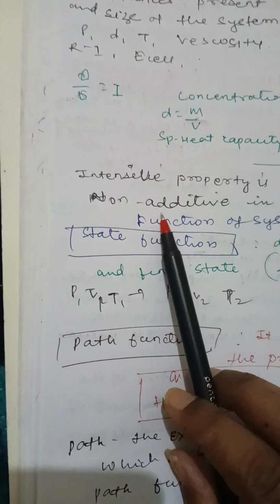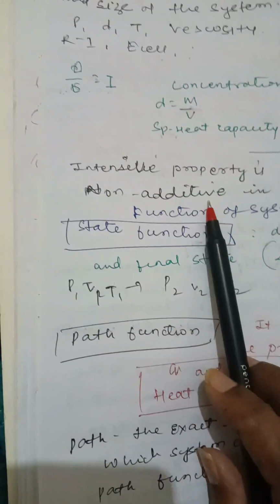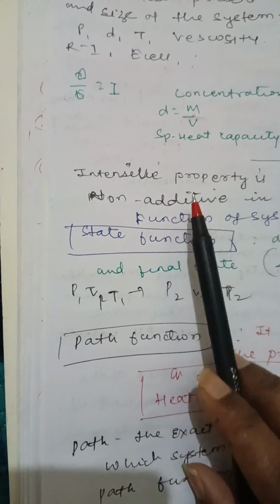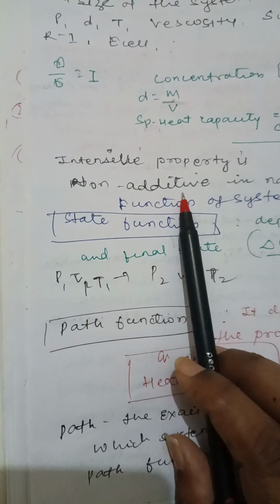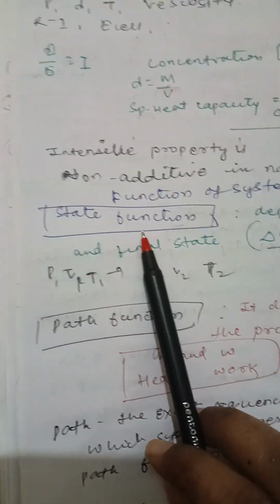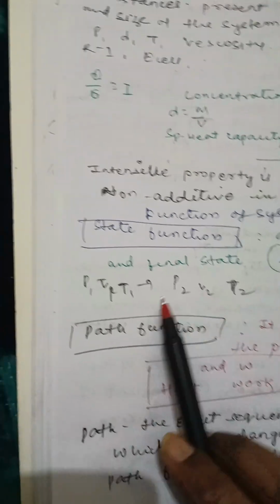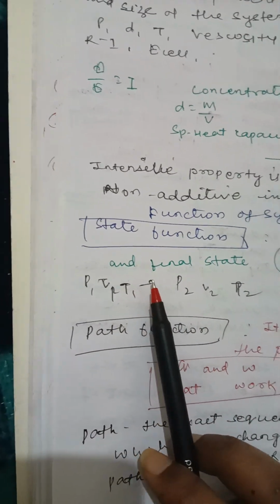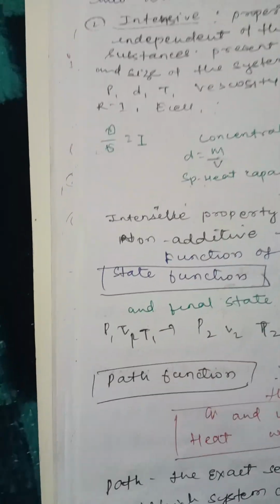Extensive property is additive, meaning it can be added. Intensive property cannot be added; it is non-additive in nature. A state function depends on the initial and final position. Okay. Thank you.